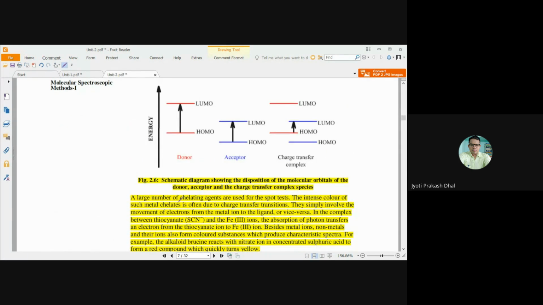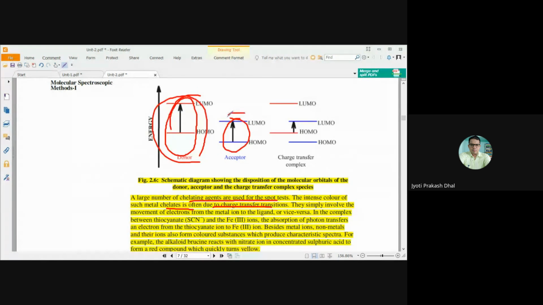If a large number of chelating ligands are used in different types of organic compounds, the intense color of such metal chelates is often due to the charge transfer transition. That means there will be a transition of an electron from the HOMO of the donor atom to the LUMO of the acceptor atom.